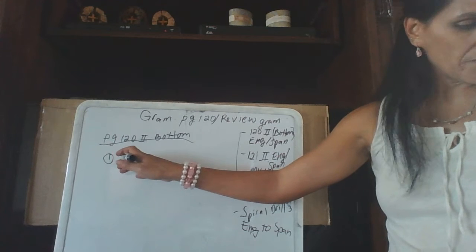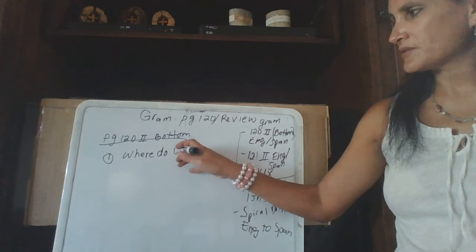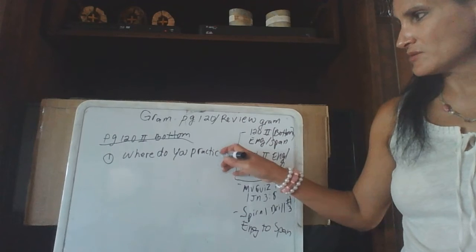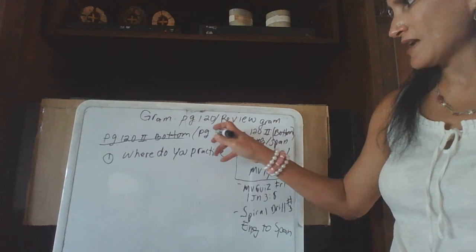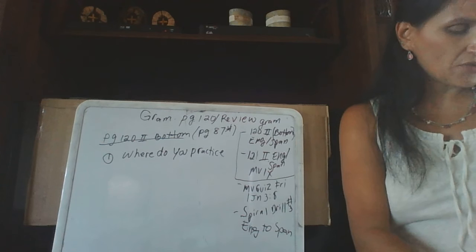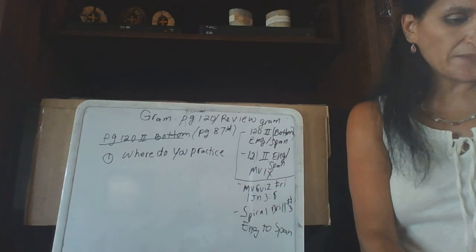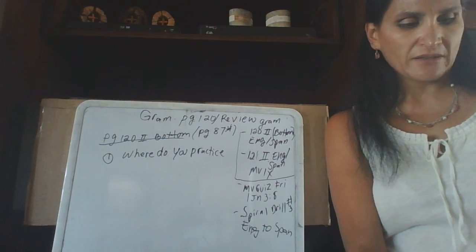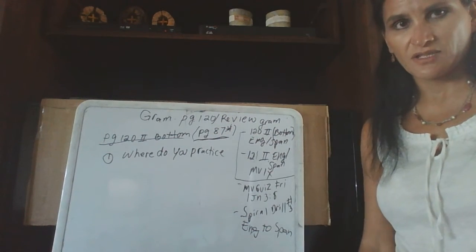So the first one says, where do you practice the piano? So I'm going to tell you right now, page 87, look there. That's where your interrogative words are. So the who, what, when, where, and all of those words, those are on page 87. Qué means what, quién is who, dónde is where, cuándo is when, and so forth. So again, page 87, that's where you're going to find those translations, okay?